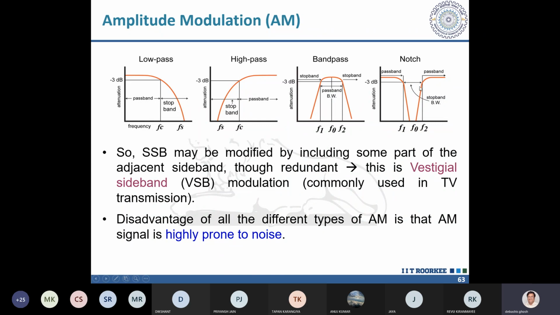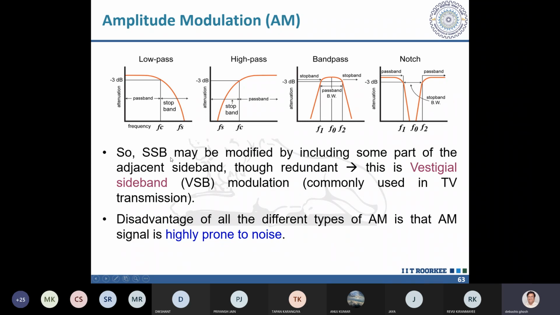So I have drawn here four types of filter: low pass, high pass, band pass, and this is called stop band, or band reject, or notch filter. You can see here that just one particular frequency is stopped and the other frequencies are allowed.